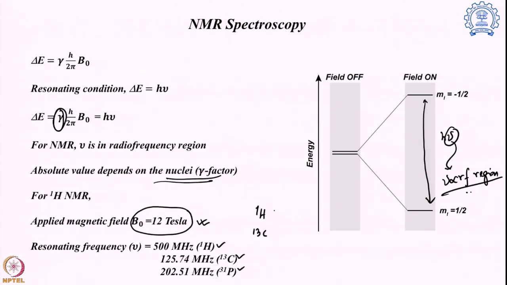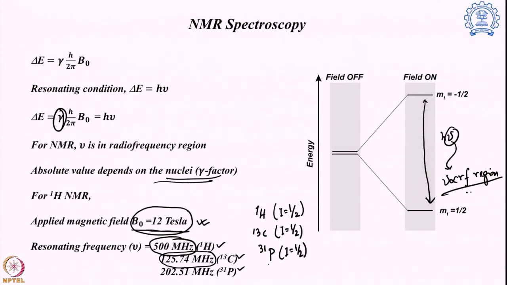We have taken three different nuclei, proton, 13C and 31P. Each of them has one common thing. All of them have a nuclear spin of half. That means in the presence of a magnetic field, they will all split between plus half and minus half. If I use the same magnetic field of 12 Tesla, their energy gaps will be different. Why will they be different? Because the gamma values of these three nuclei are different. We can see the proton has the highest gyromagnetic ratio, and has an energy gap that can be covered with a radio frequency of 500 megahertz. Whereas 13C is much weaker than it, and requires only 126 megahertz.